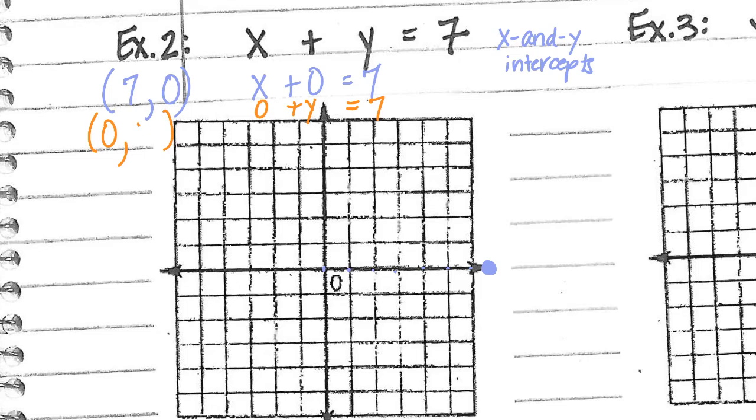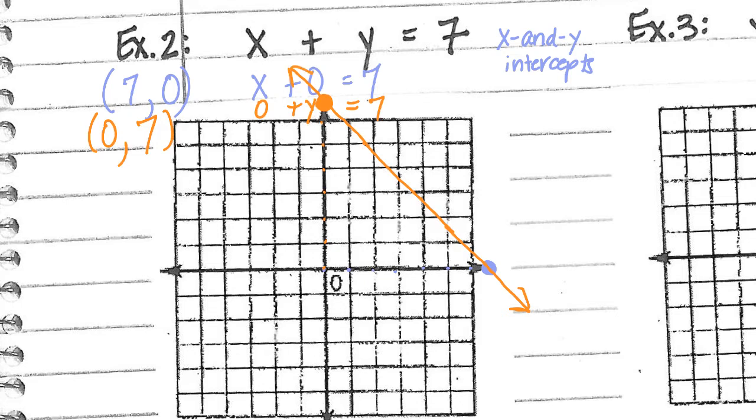Good, 7. So on the y, I'm going to go up 1, 2, 3, 4, 5, 6, 7, and I'm actually right at my equation. From here, I can draw a line that's connecting these. And notice I don't have to solve anything.